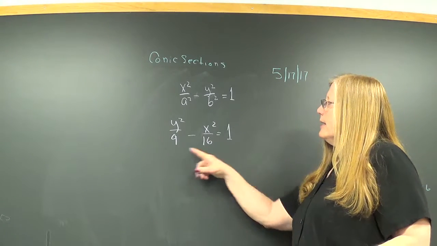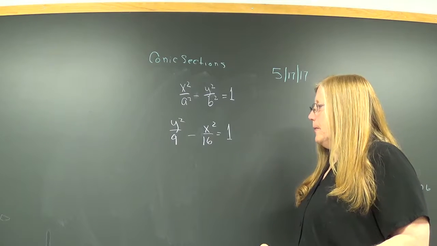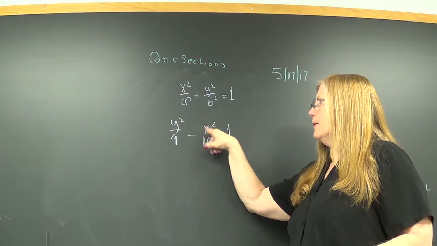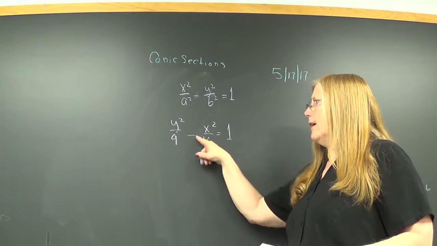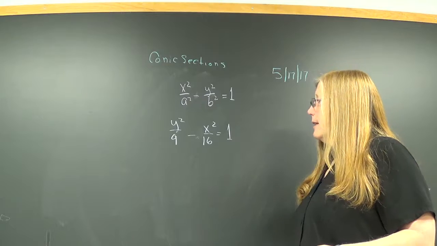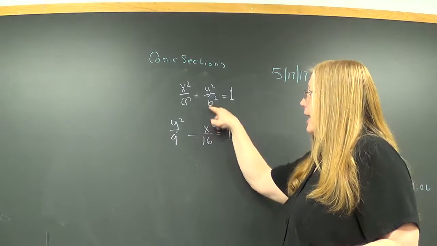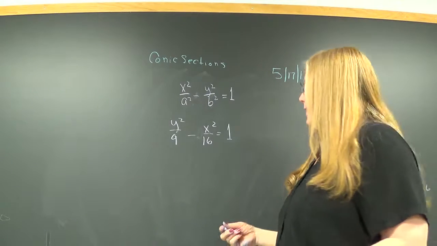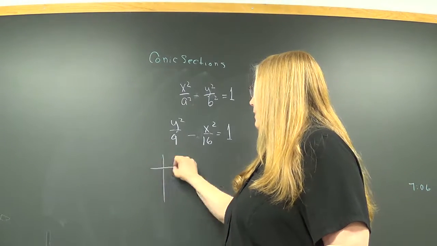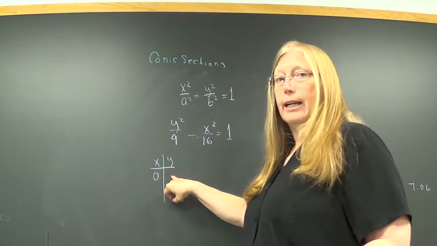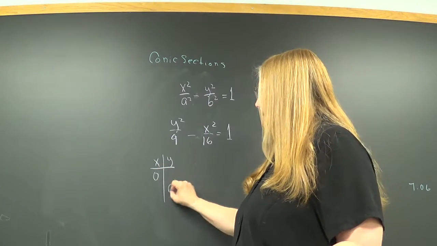So this is a hyperbola. You can tell because the x squared term and the y squared term have opposite signs. And so we're going to remember what a and b tell us for the hyperbola. It's different. In fact, here's how we graphed it. For the hyperbola, we zeroed out x and found y. Then we zeroed out y and found x.